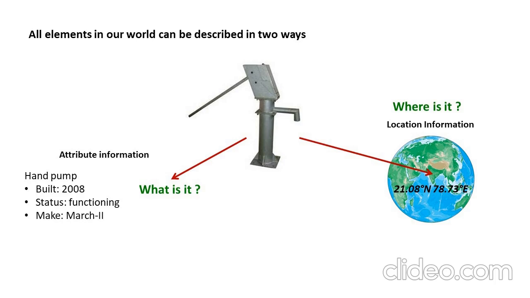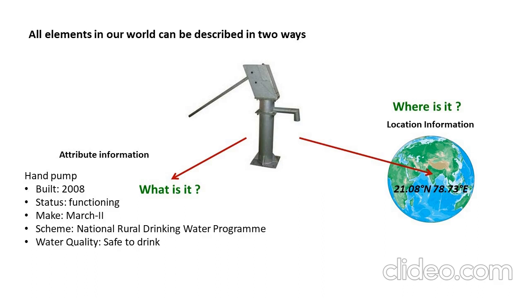What is its make? Mark II, which is a type of hand pump. Under which scheme was it established? The scheme is the National Rural Drinking Water Program. Its water quality status? Here it is safe to drink. In addition to these, there can be additional attributes as well, for example, the number of households served by this hand pump or the depth of the hand pump in feet.